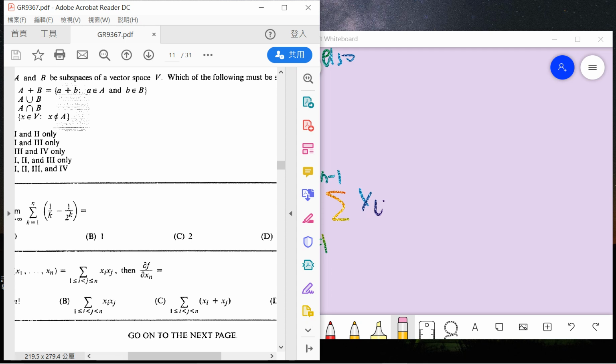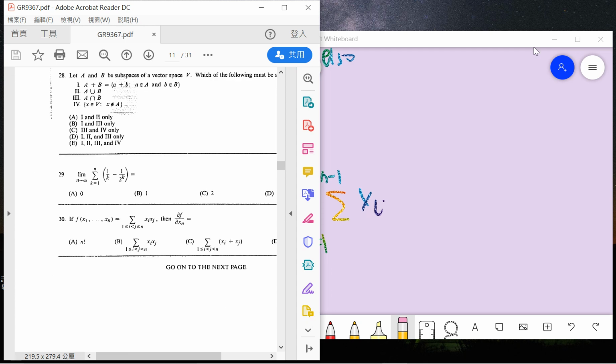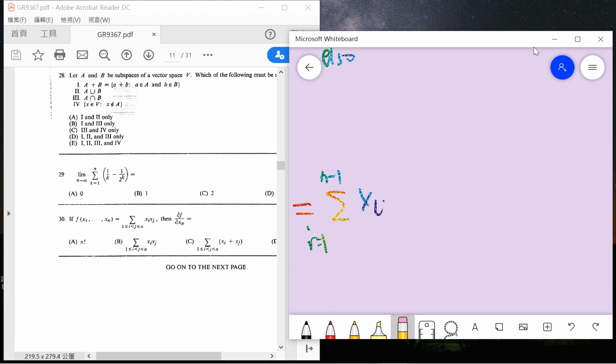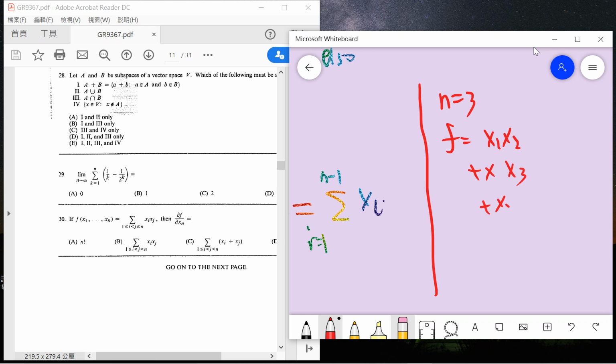As I said, let me show you another easy way to solve it. In a test where you don't have enough time, we can take n equal to 3. So now f is x1 times x2, plus x1 times x3, plus x2 times x3. And when you take the derivative with respect to x3, you have x1 plus x2. So the answer is E.